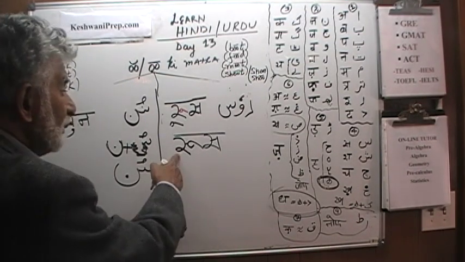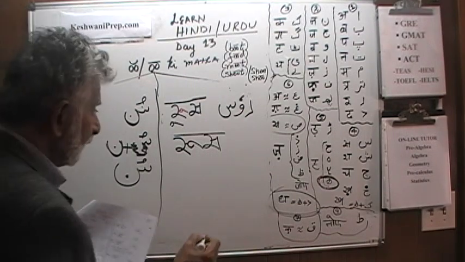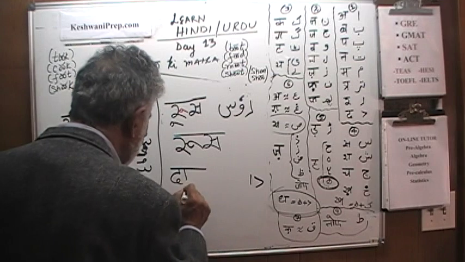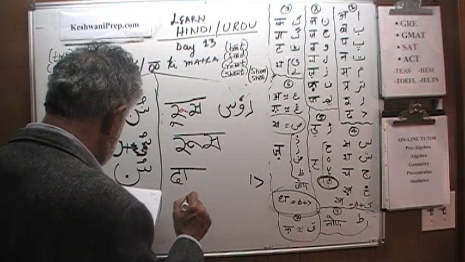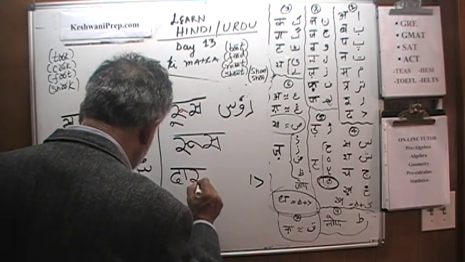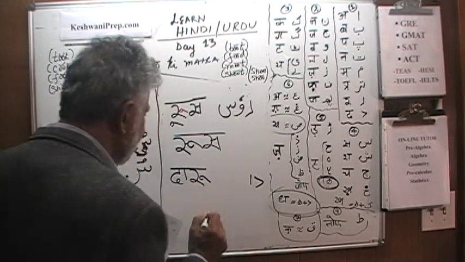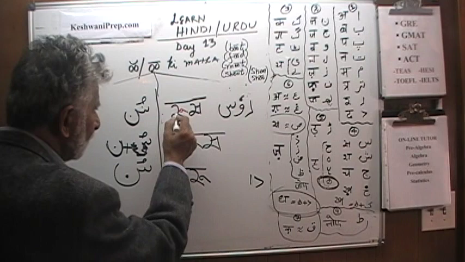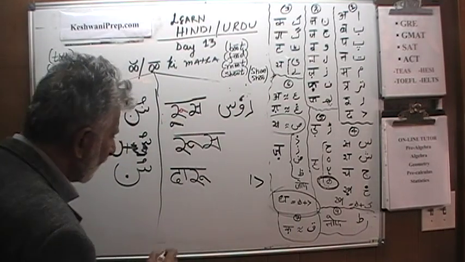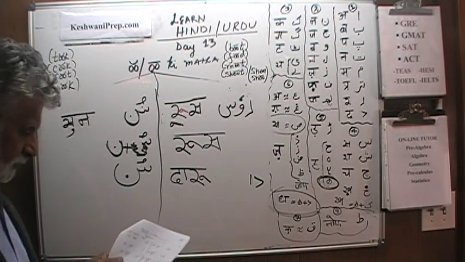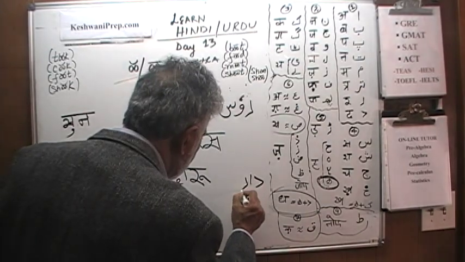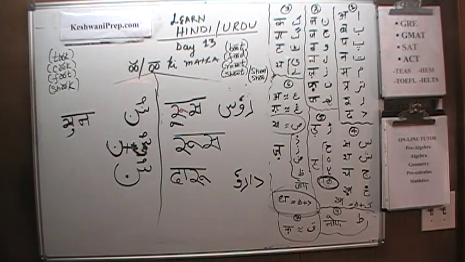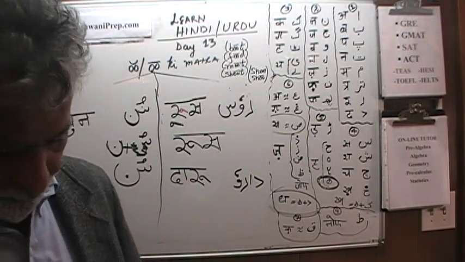Let's do one more, which will have this feature. Daru. And again, it will go to the side. It will not go at the bottom. It will go to the side. This is wrong. It will go to the side. Daru is liquor. So we have a R, a Vav, and ulta pesh. Daru is booze, liquor.